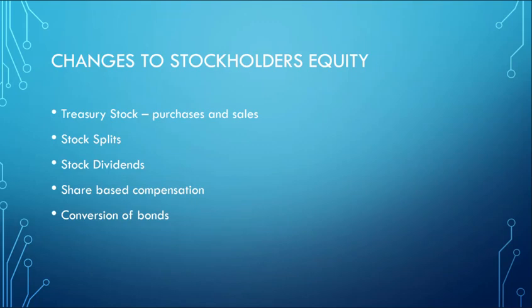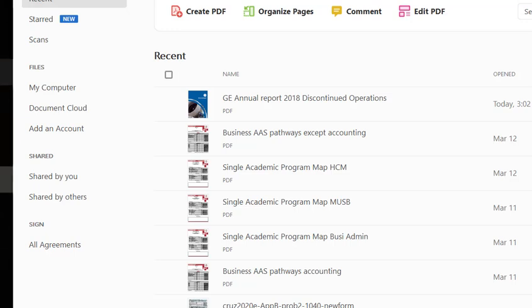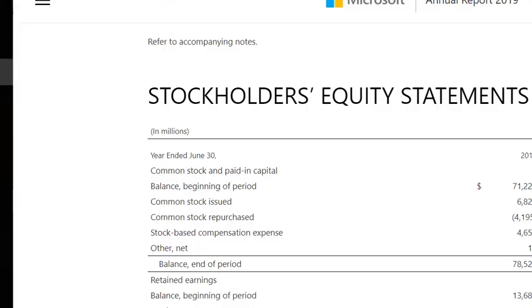Now let's look at a couple of examples. Oh, where's my examples? There we go.